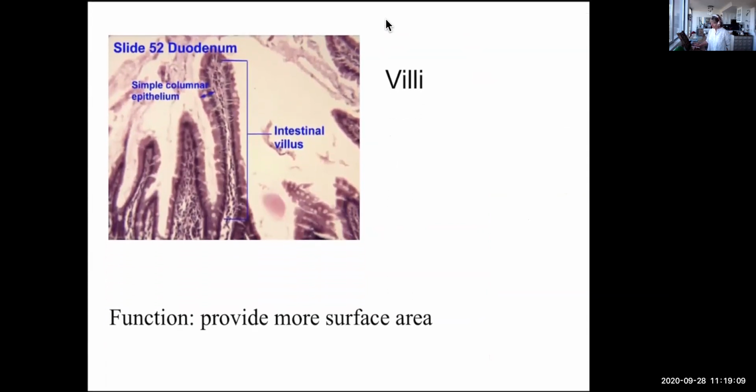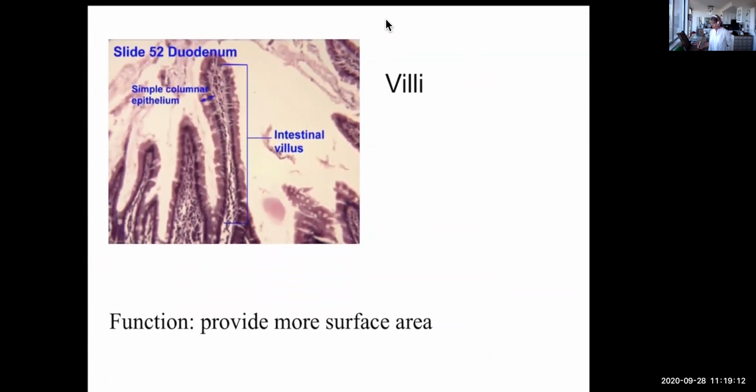This is an example of villi. So these are extensions that extend into the gastrointestinal tract. In this case, the duodenum, which is part of the small intestine. All of these small cells here are columnar cells. Sometimes you can tell that the nuclei tend to be at the base of the columnar cell. One, singular, is called a villus. The function is to provide more surface area.